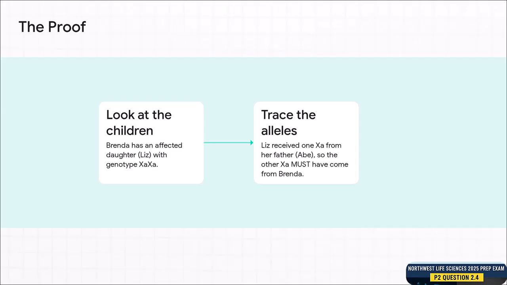First, look at their daughter, Liz. She's affected, which means her genotype must be XAXA. Now for step 2, we trace those alleles. Where did they come from? A daughter gets one X chromosome from each parent. She got one XA from her dad, Abe, who's affected. So where did that other XA have to come from? It could only have come from her mother, Brenda. And that's your concrete proof.